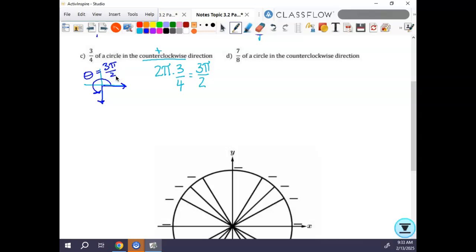We good with that? All right, so then 7/8 of a circle. So 2 pi times 7/8, what's that going to give me? 7 pi over 4, yes. What quadrant is that in?